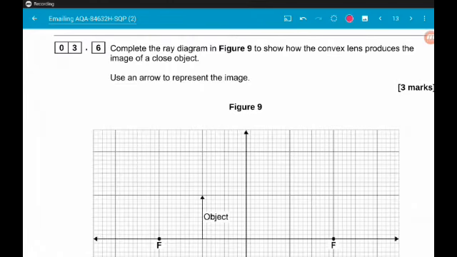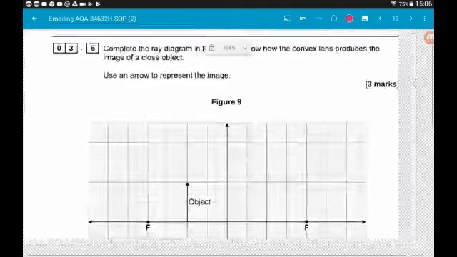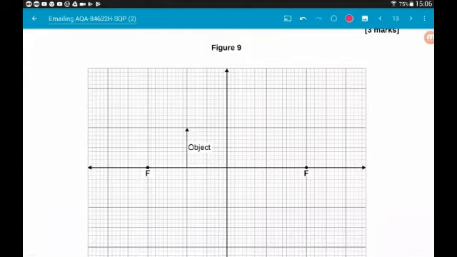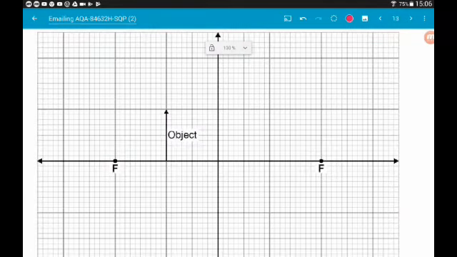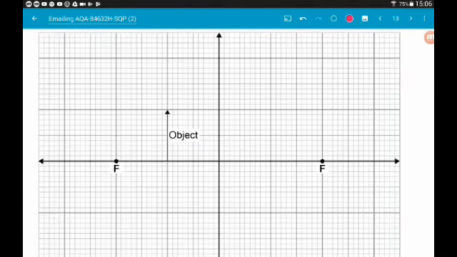3.6 wants us to complete the ray diagram to show how a convex lens produces the image of a close object. So, here is our ray diagram as it starts. Our object is between the focal point and the lens, so our image is going to end up to the left of the left-hand focal point.